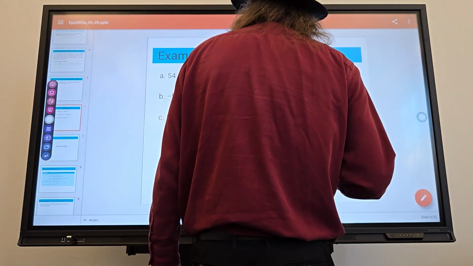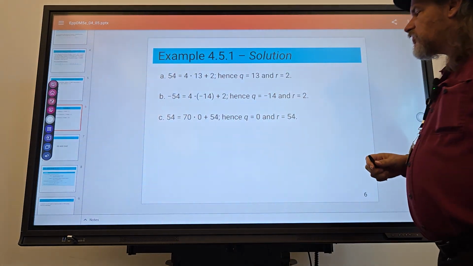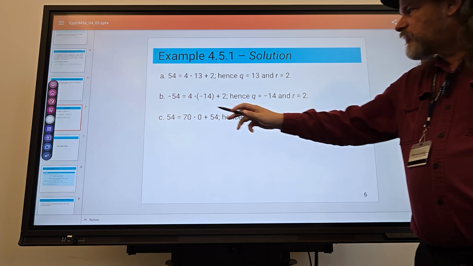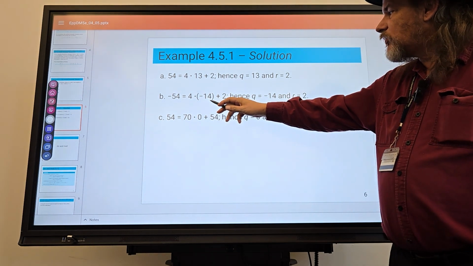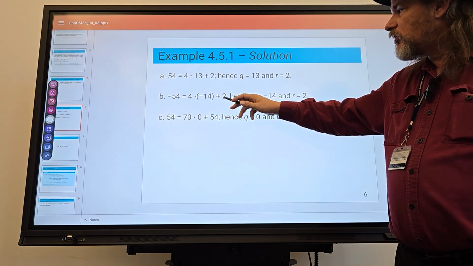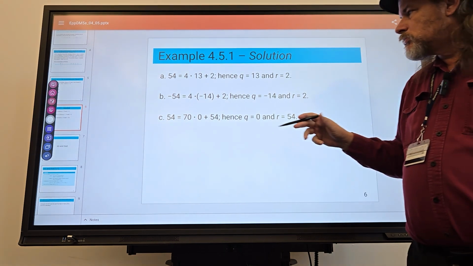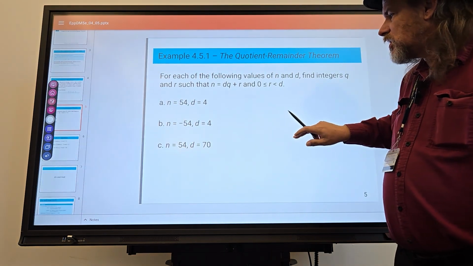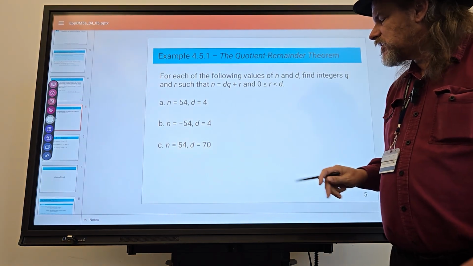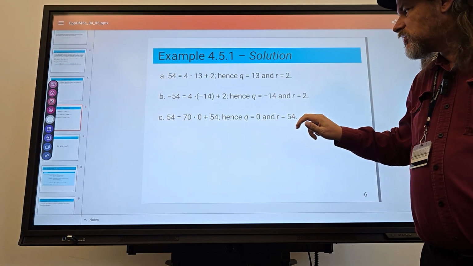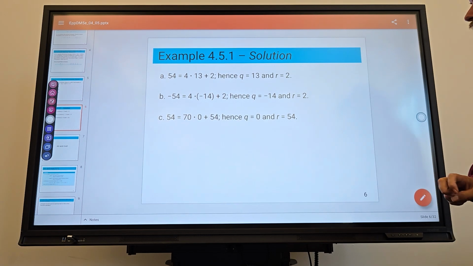Oh, yeah. So q is 13 and r is 2. With a negative 54, you need your q to be negative 14, so the 2 will bring it back up to negative 54. And n is 54, d is 70. So q is 0 and r is 54.